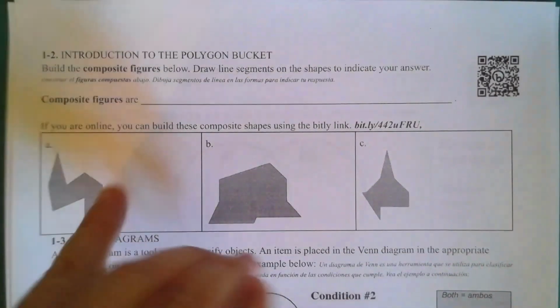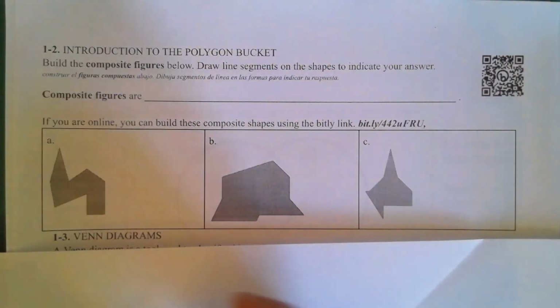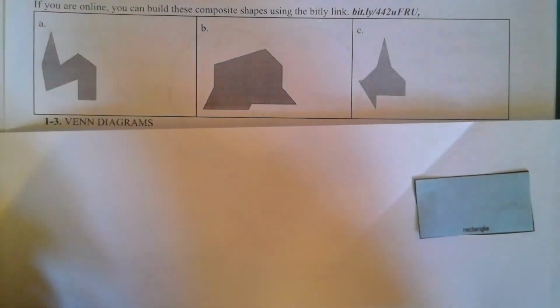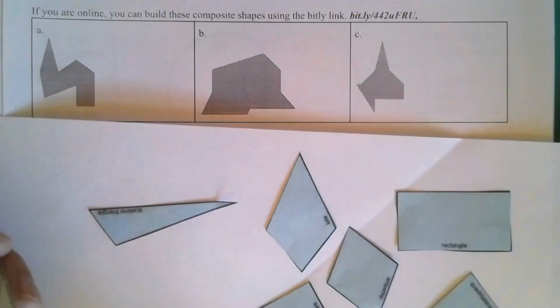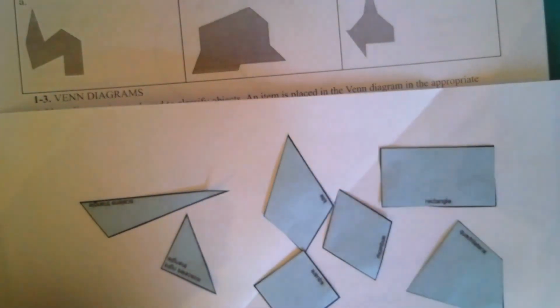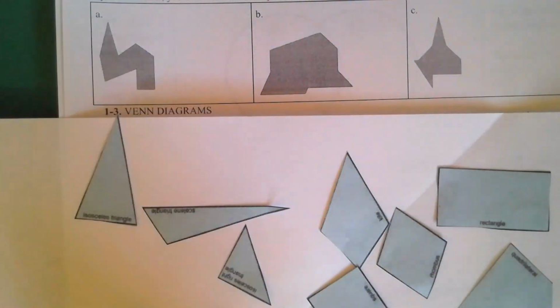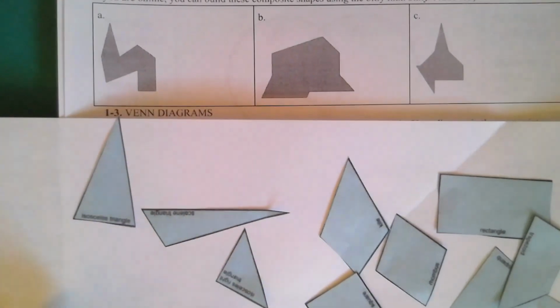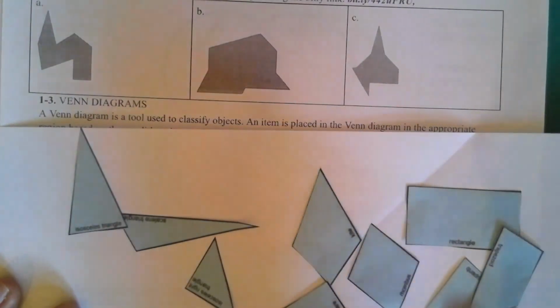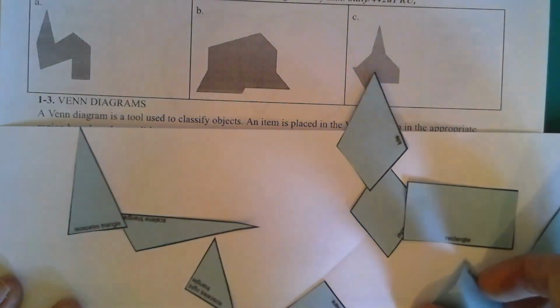We're going to build the composite figures below and draw line segments on our shapes on our paper to indicate our answers. So using the shapes in our polygon bucket, let me build part A. Let's see. Ooh, I see part of part A. I think this shape will be part of it. Maybe right there. And we're going to have some trial and error, of course. That's what this activity is for.